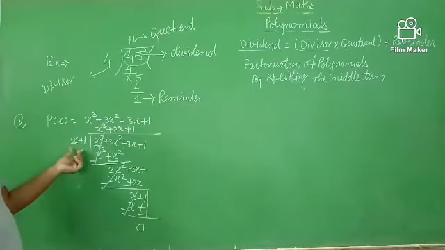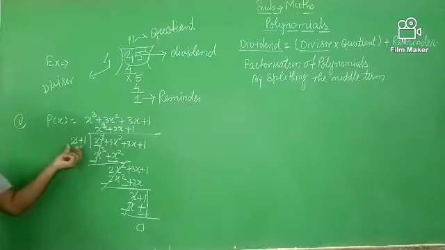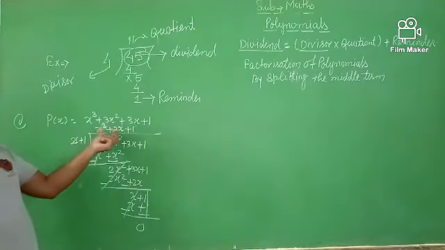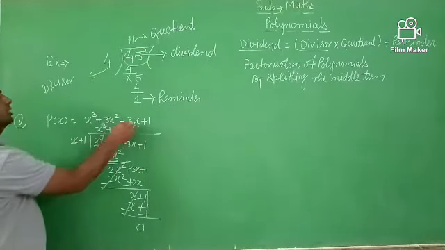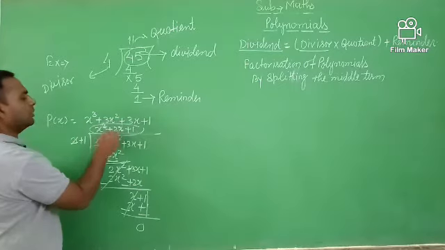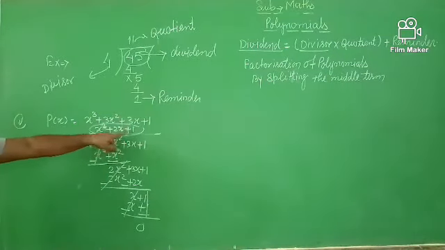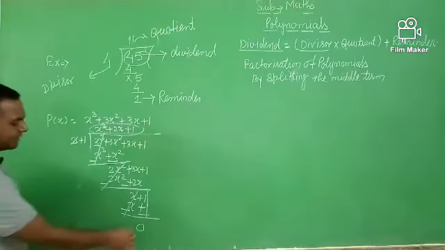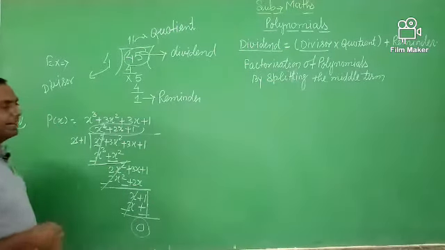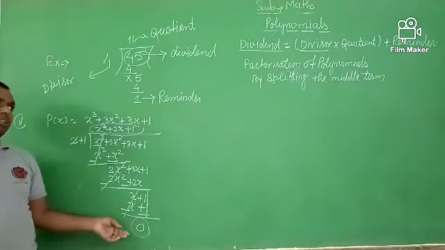This is the dividend divided by the divisor. The divisor is x plus 1, so it is divided by x plus 1. Here the quotient is x square plus 2x plus 1, and the remainder is 0, because the remainder is nothing, so it is converted into 0.